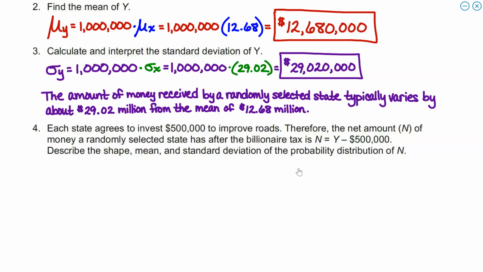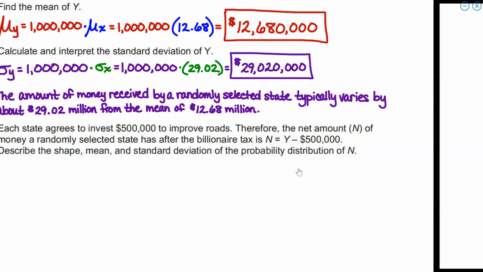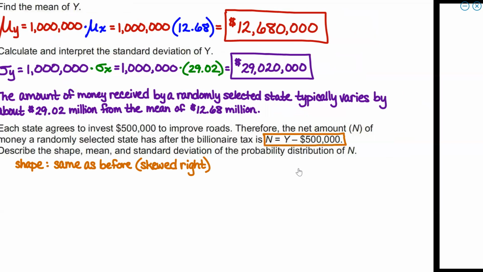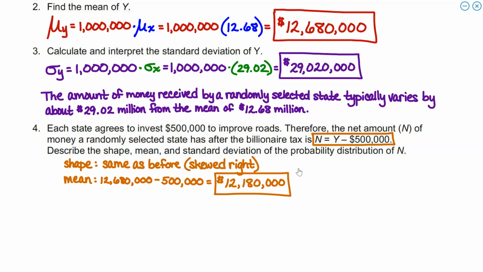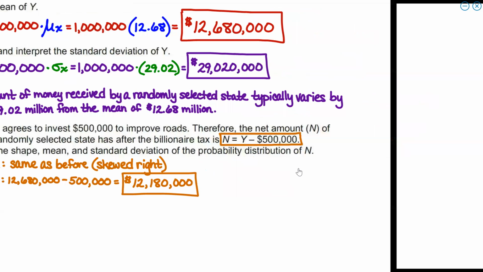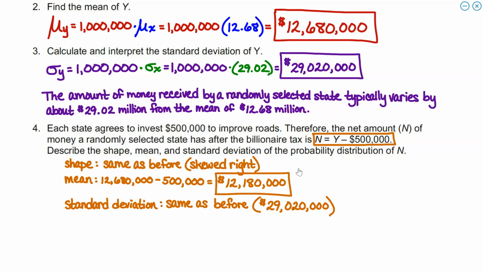How does what we just did in number 2 and number 3 change down here in number 4? Now we're subtracting, yes. Shape would stay the same. Mean would go down by 500,000. Standard deviation would stay the same as before.